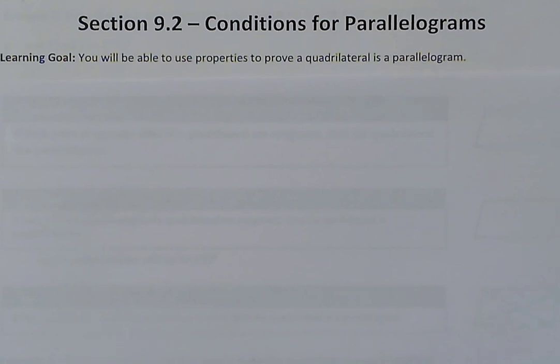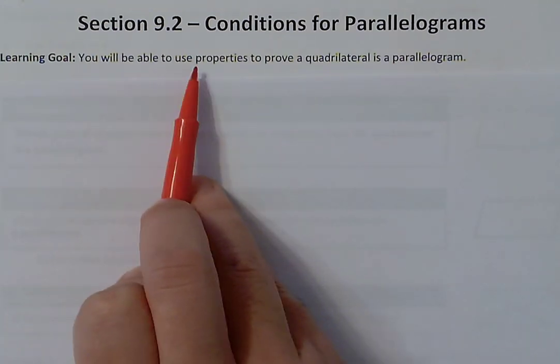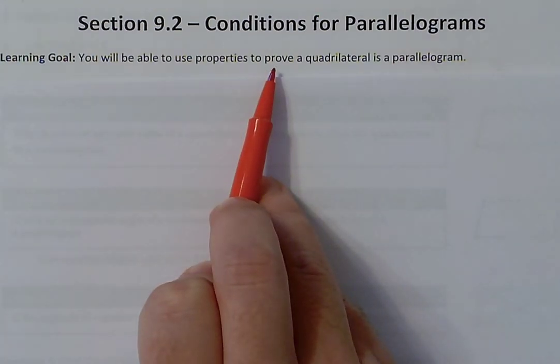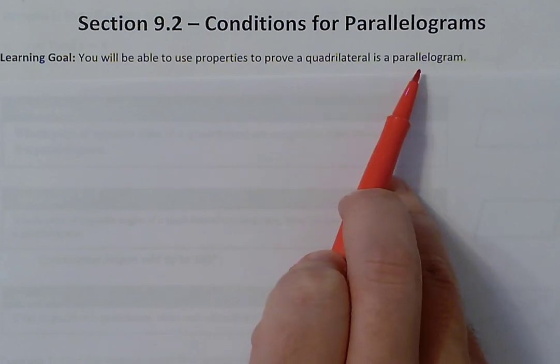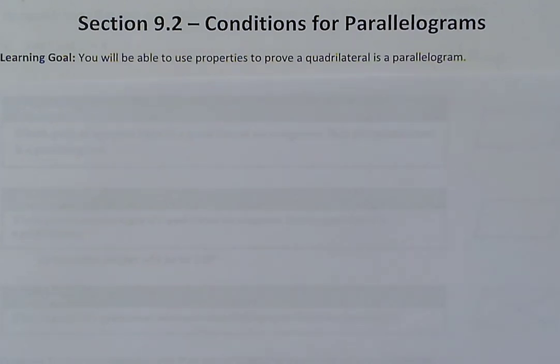Now, for today, we have one learning goal, and our learning goal for today is that you will be able to use properties to prove a quadrilateral is a parallelogram. So we're going to talk about these four different concepts that allow us to prove that a quadrilateral is, in fact, a parallelogram. So with that said, let us begin talking about our stuff today.